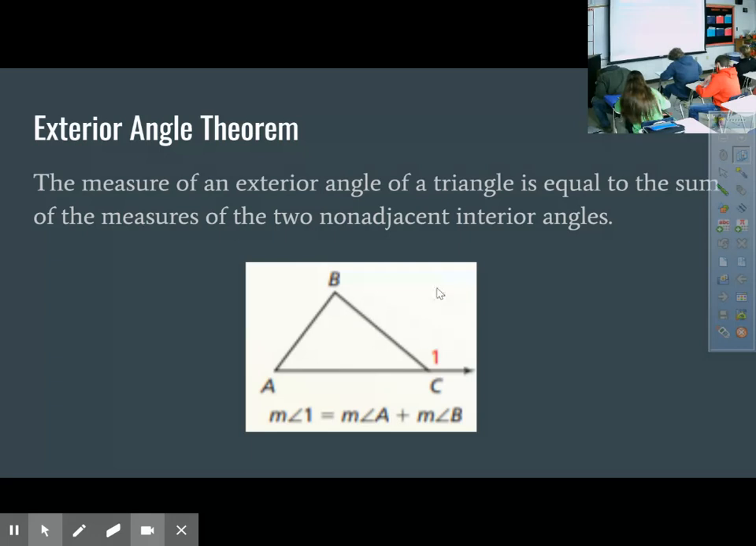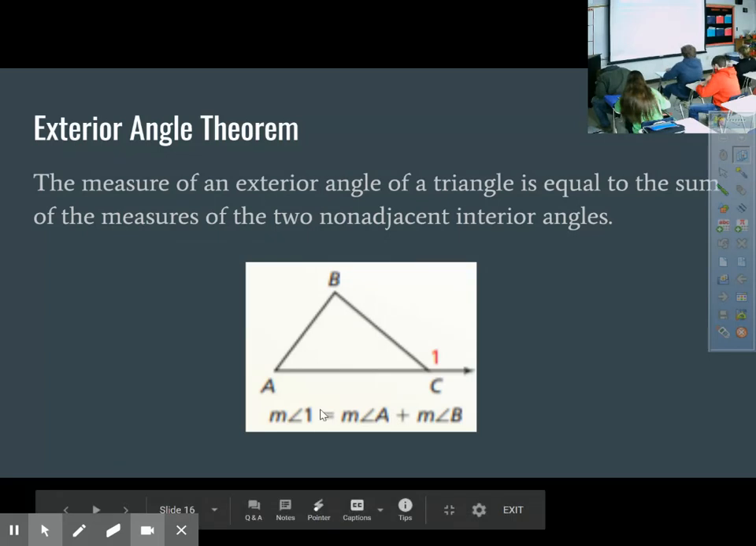And then after you do that, go over to the right side underneath the picture and write the formula. The measure of angle 1 equals the measure of angle A plus the measure of angle B.